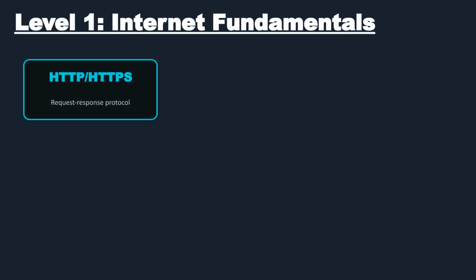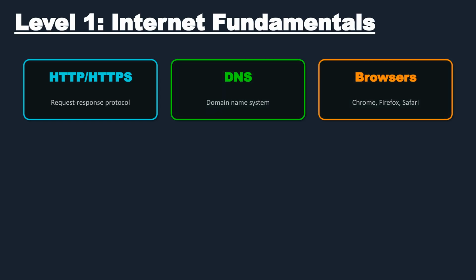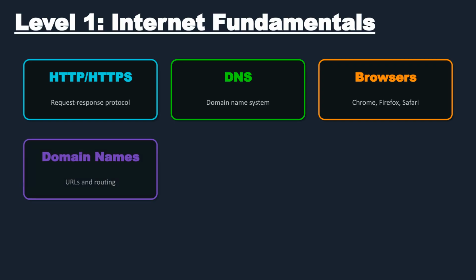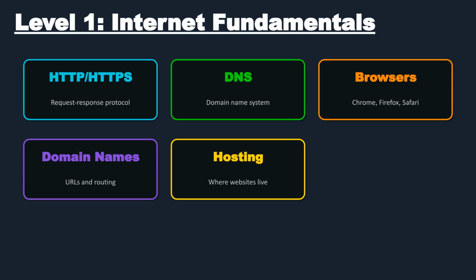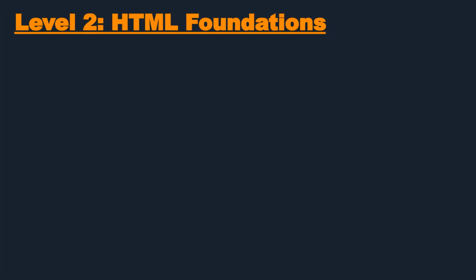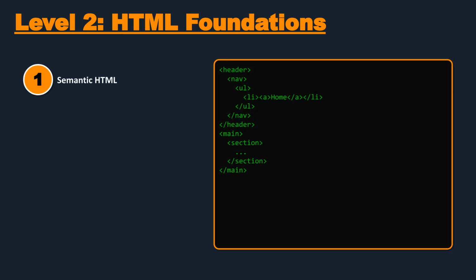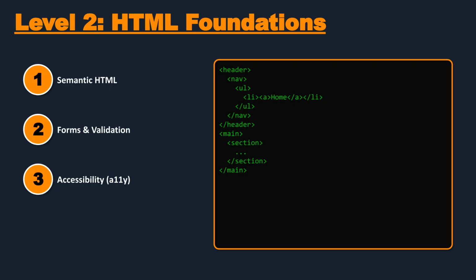We start with HTTP, HTTPS, DNS, and browsers like Chrome, Firefox, and Safari. Next, we examine domain names, including URLs and routing. And finally, hosting, which is where websites live. Level 2 is about HTML foundations. You'll master semantic HTML, forms and validation, accessibility, also known as A11Y, and SEO basics.